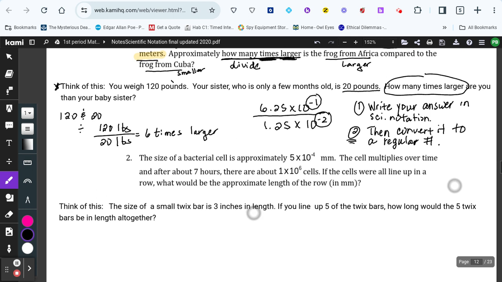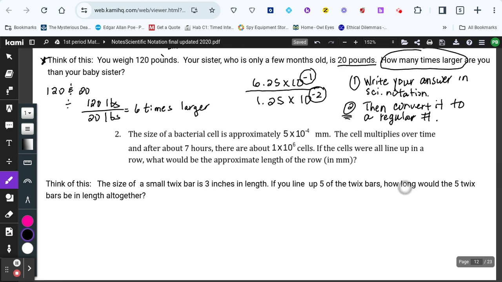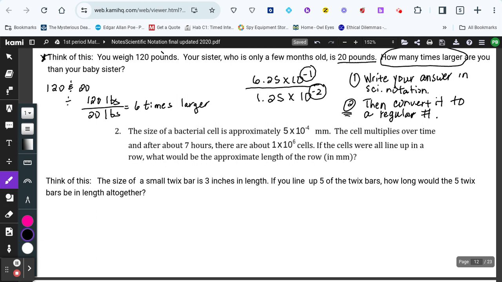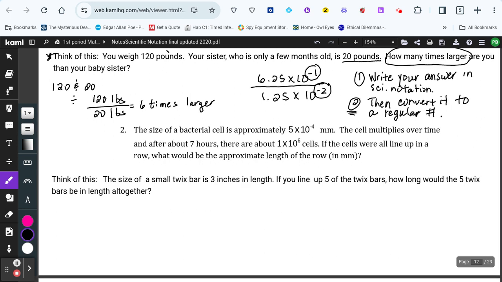All right, let's take a look at number 2. You finish number 1. Make sure every time you do a problem, your answer is in scientific notation first, and then the answer is also in standard notation or written as a regular number, okay?